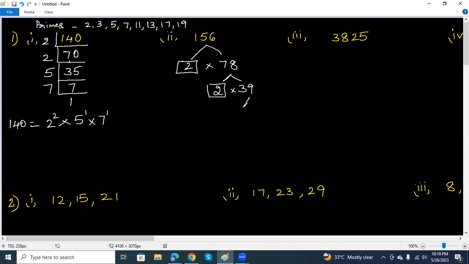Okay, now again you need to split this. This 2 doesn't go, take 3. 3 ones are 3, 3 threes are 9. 3 is a prime number, I boxed it, and whatever factor I got, 13, is also a prime number. So now nothing is left to split. So this is our final answer. We can put it this way: 156 is equal to how many 2's? Only boxed numbers. You should not write these numbers. Only boxed numbers, that means prime numbers. 2 square times 3 power 1 into 13 power 1. This is our prime factorization.